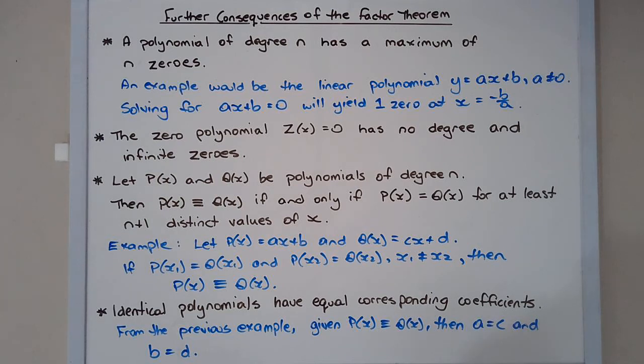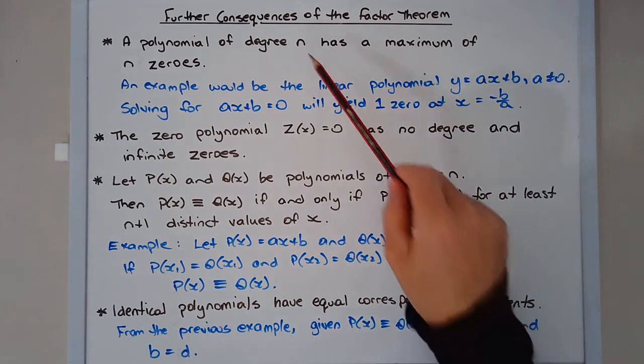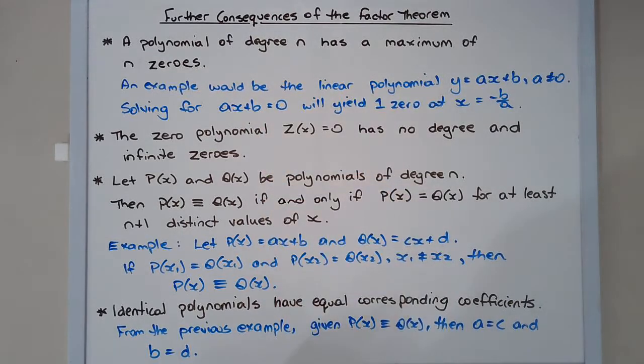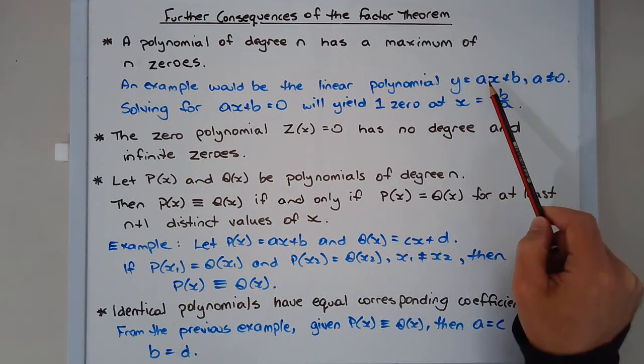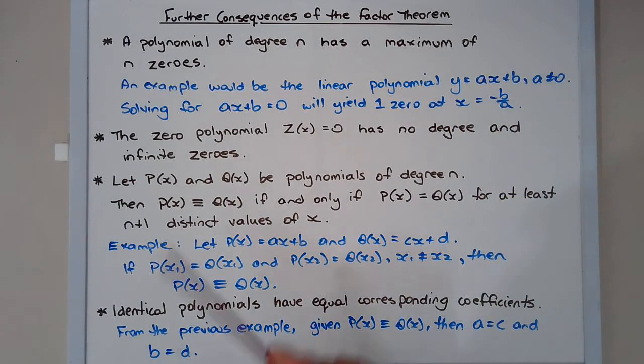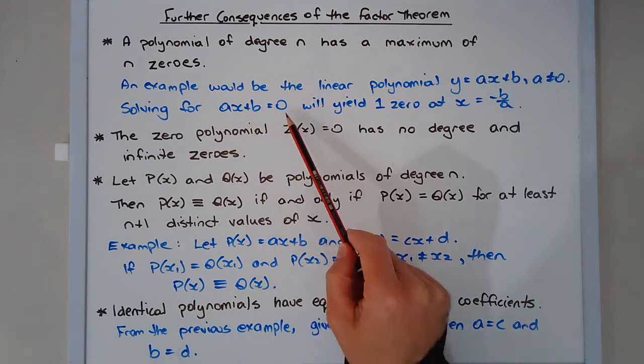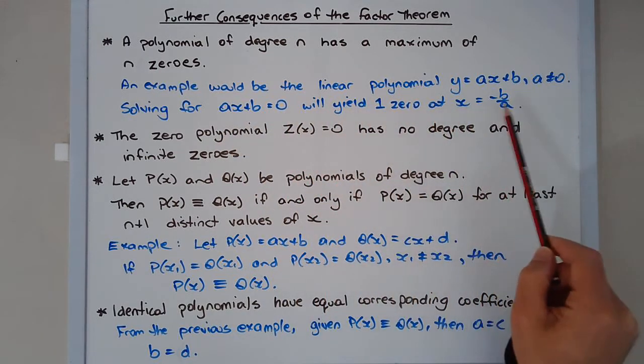Further consequences of the factor theorem. A polynomial of degree n has a maximum of n zeros. An example would be the linear polynomial y equals ax plus b. So this is a polynomial of degree 1, where a does not equal 0. Solving for ax plus b equals 0 will yield 1 zero at x equals negative b on a.